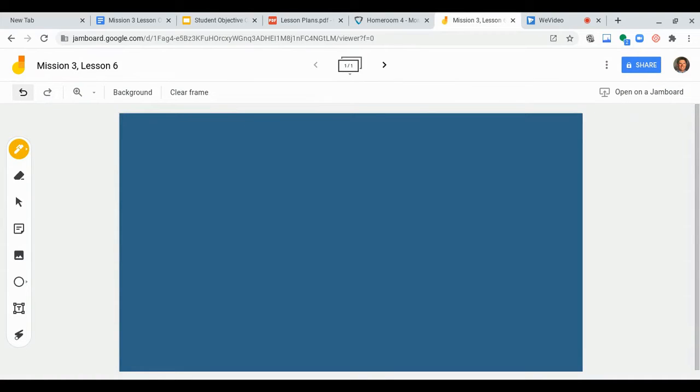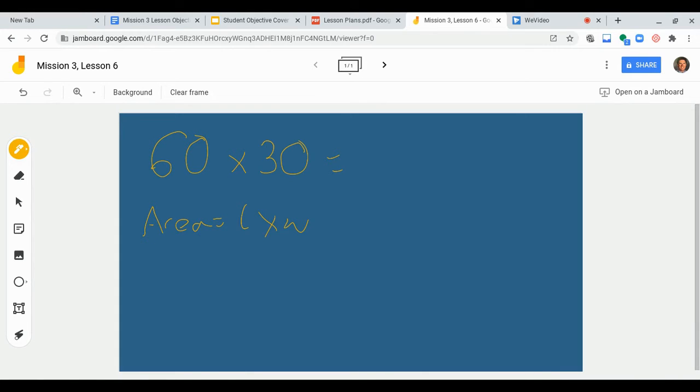So, in a nutshell, in this lesson you might be given a problem such as 60 times 30. And you might be asked to use the area model to solve that. Remember, area is length times width. That's important for us to remember. Area equals length times width, because that's going to come up over and over again with multiplication using the area model. Length times width.